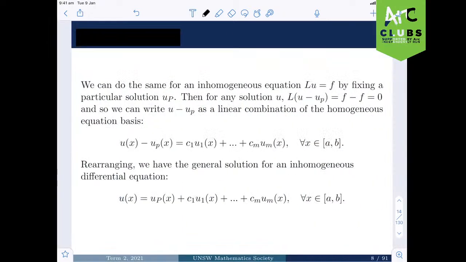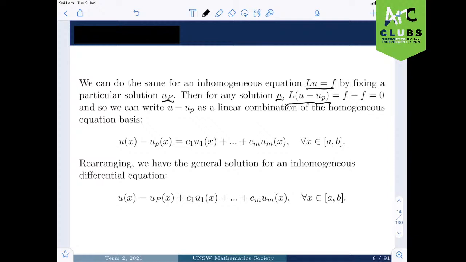So now we can apply a similar idea for inhomogeneous equations, say LU equals F, by fixing a particular solution UP. Then for any solution U to LU equals F, since L is linear, we have L of U minus UP is F minus F, which is 0. What's that saying? That's saying U minus UP is a homogeneous solution. And as we saw before, every homogeneous solution is a linear combo of U1 to UM. So the difference U minus UP equals C1 U1 plus all the way up to CM UM.